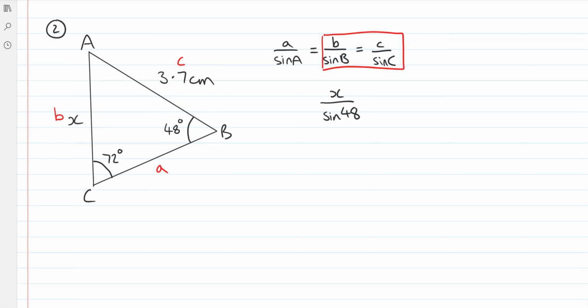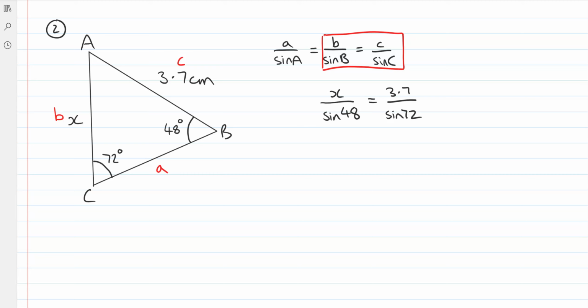And then we do the same with the c's. So equals little c, which is 3.7, over sine of capital C, which is the angle, remember, sine 72 again. Here's my little c, so that's gone in there. And here's my capital C representing the angle, so that's been subbed in there. And then we're just solving this equation. So we've got x over sine 48 is 3.7 over sine 72.